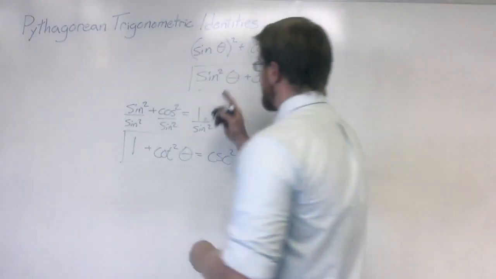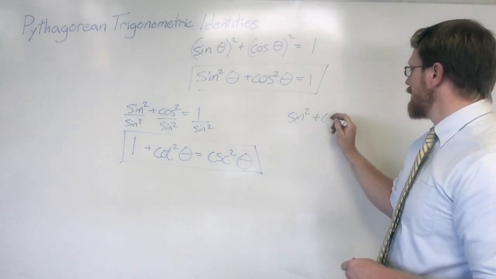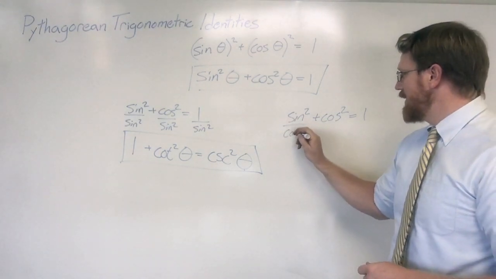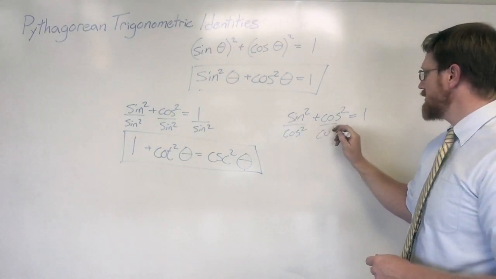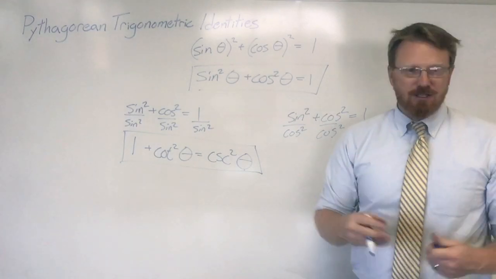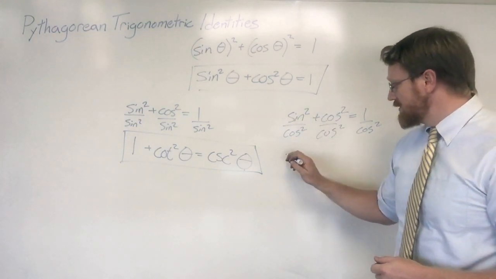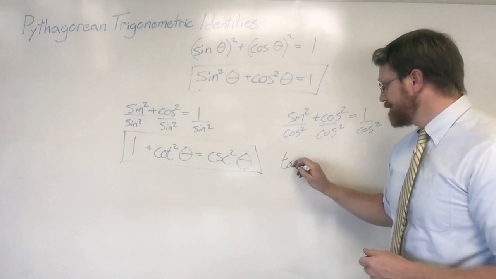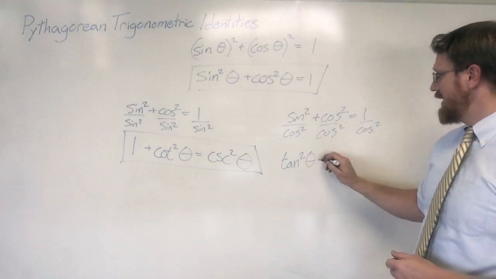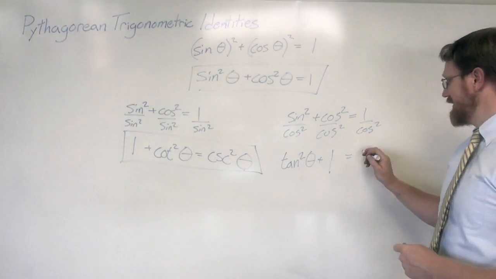And the third is simply taking this original and dividing everything by cosine squared. So every term is going to get hit by the same thing in the same way. So we know it's going to also produce an equivalency. And we just got to clean this up term by term. Sine over cosine is tangent. Sine squared over cosine squared is tangent squared. Here we have cosine squared over cosine squared equals 1. And 1 over cosine squared would be the reciprocal version, secant squared.